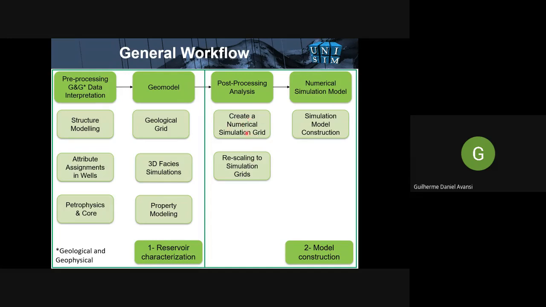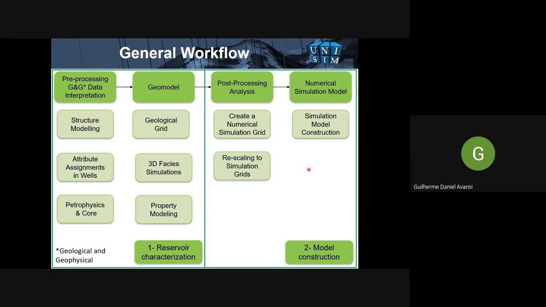Because we have a different structure model here, we need to upscale this structure model in the reservoir simulation grid. And then finally, we build our simulation model. We have all the information from the structural information, the grid simulation, and also everything related to porosity, permeability, and so on. So we have this model constructed. So let's move step by step.